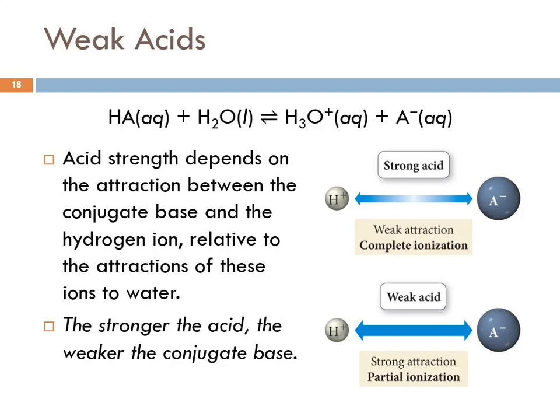Well, why do some acids ionize completely and others don't? It has to do with the strength of the attraction between the conjugate base and that proton, the hydrogen ion. If there is a weak attraction, if these guys are like, yeah, we kind of like each other, but I like the water molecule, they're going to just separate, okay? And here, the attraction in the weak acid, the attraction between the hydrogen ion and the conjugate base is stronger, and so more of them are going to stay together.